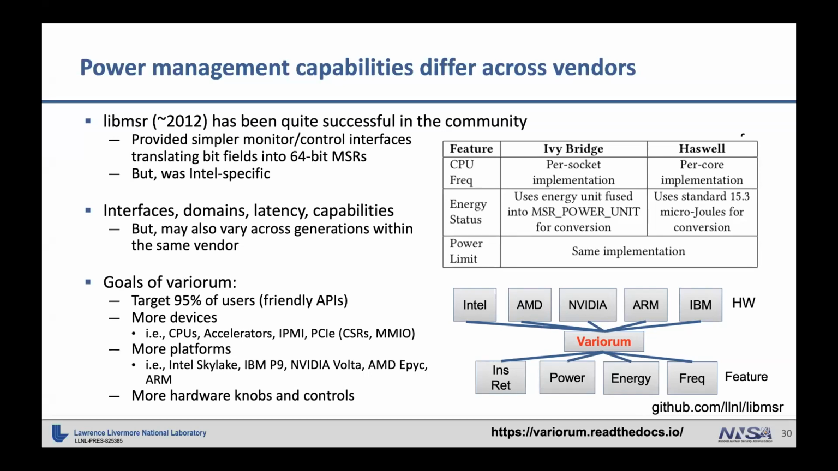We obviously want to be targeting additional devices. We're covering CPUs and accelerators, but further down the road, we have plans to support IPMI and PCIe devices. We also want to be able to support platforms and architectures, and we're using platforms and architectures interchangeably here, but what we're after is multiple generations within the same device, like Ivy Bridge, Haswell, Skylake in the Intel line. And we also want to expose additional hardware knobs and controls. We've been very focused on power management, but obviously there are other knobs and controls that we want to expose to the user as well.